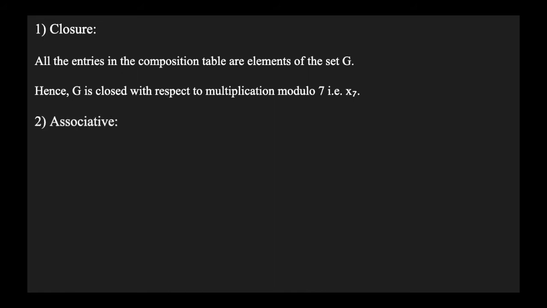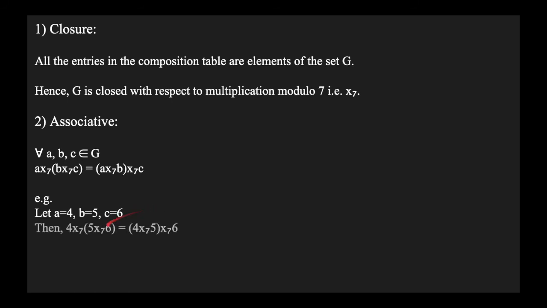Now second, associativity. Here what we need to check is that for every a, b, c belonging to the set G, this property has to be followed: (a ×7 b) ×7 c equals a ×7 (b ×7 c). Let's consider one example. Let a, b, c equal 4, 5, 6. So we need to check this property, that is 4 multiplication modulo 7 bracket of 5 multiplication modulo 7 and 6. So first consider this.